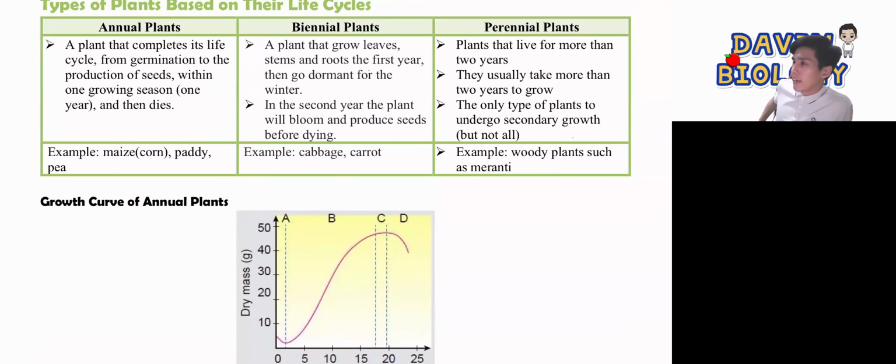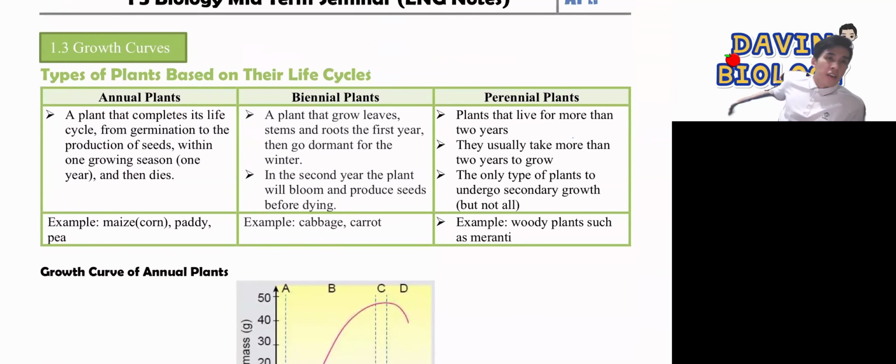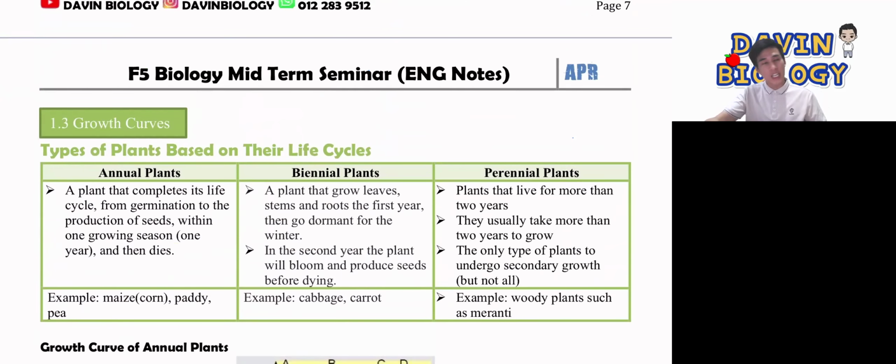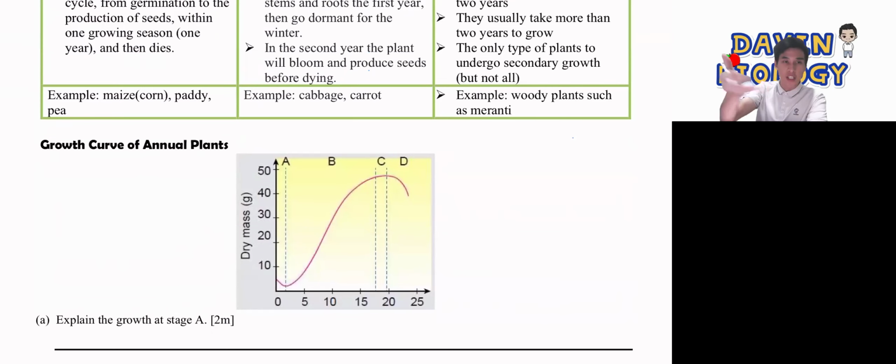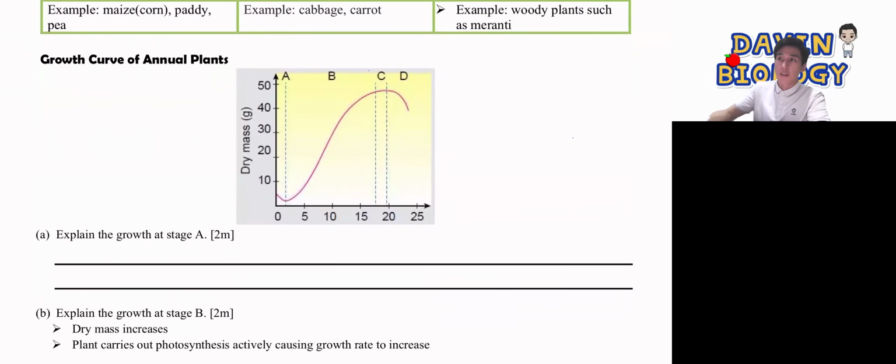All right, guys, we're back. Okay, come on. Let's go. Fast, finish this and then we're done. Now, for the next thing, growth curves in plants: types of plant based on their life cycle. This one is okay, you can just listen here. After we do questions, I'll briefly go through a bit.